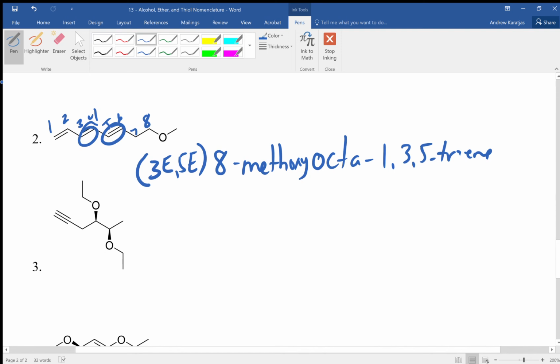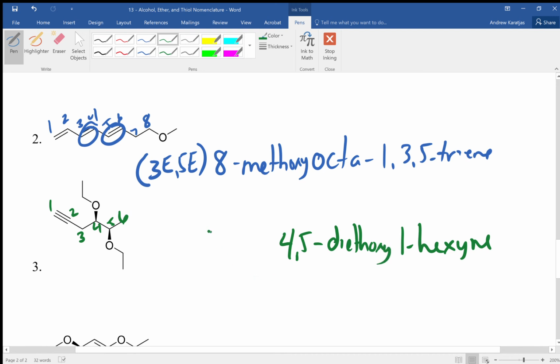Same type of situation in number 3. This is a more complex ether. So we just name them as substituents. So our numbering is based on the alkyne here. And so this is 1-hexyne. For substituents, we have the 2 ether groups, so it's 4,5-diethoxy. And then we just need to indicate the stereochemistry at 4 and 5. 4 is R, and 5 is R as well.